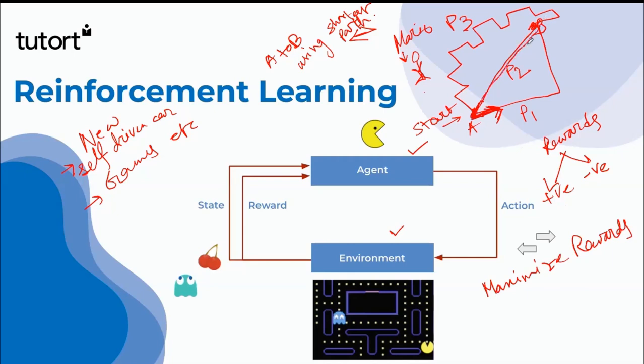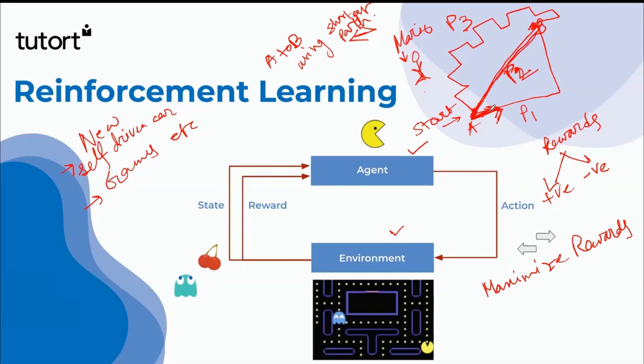This path will give us maximum reward. Why? Because this is the shortest path. That is why it will give Mario maximum reward. Okay, so suppose in the first iteration, in this type of learning algorithm, there are multiple iterations.